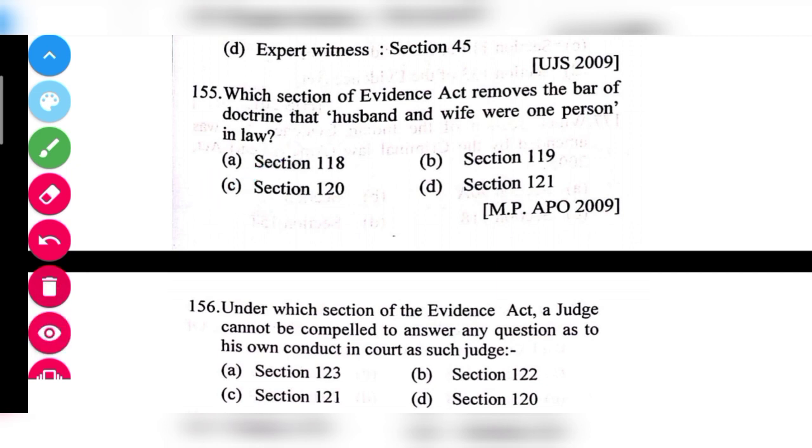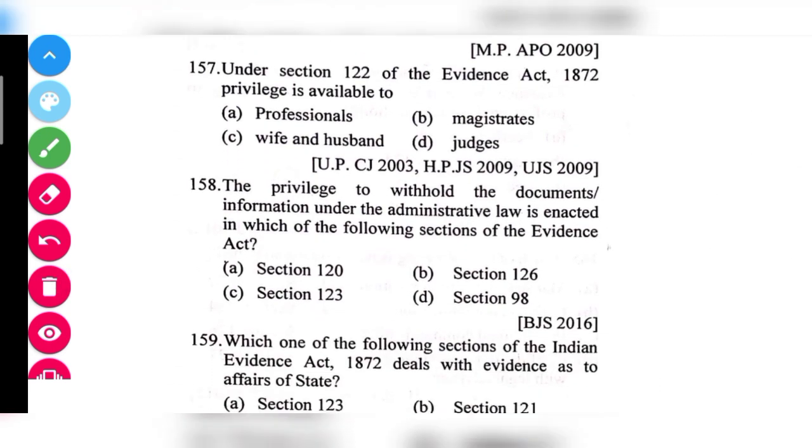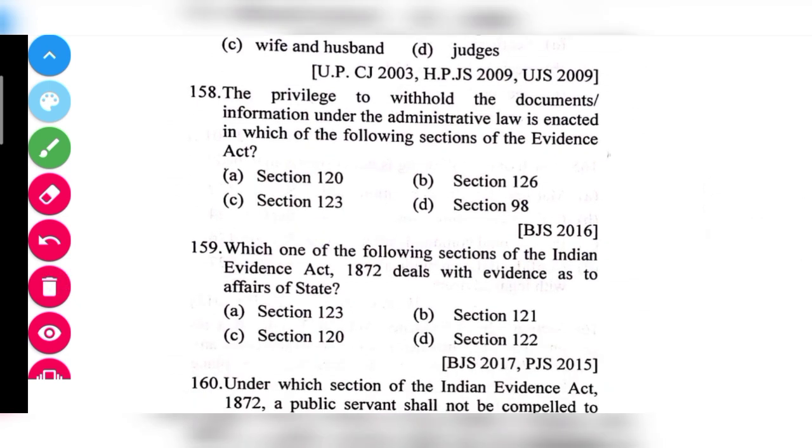156 Under which section of the Evidence Act a judge cannot be compelled to answer any question as to his own conduct in court as such judge? C. 157 Under section 122 of the Evidence Act 1872 privilege is available to? Answer C. The privilege to withhold the documents information under the administrative law is enacted in which of the following the Evidence Act? Answer C.